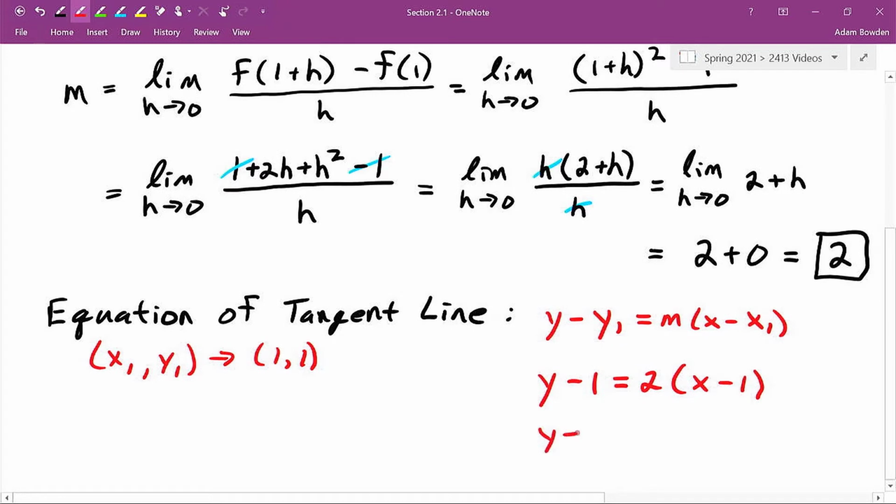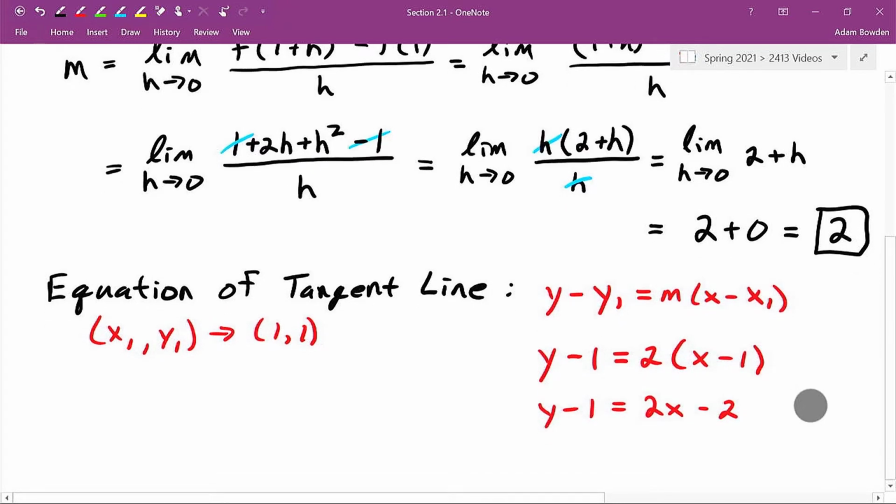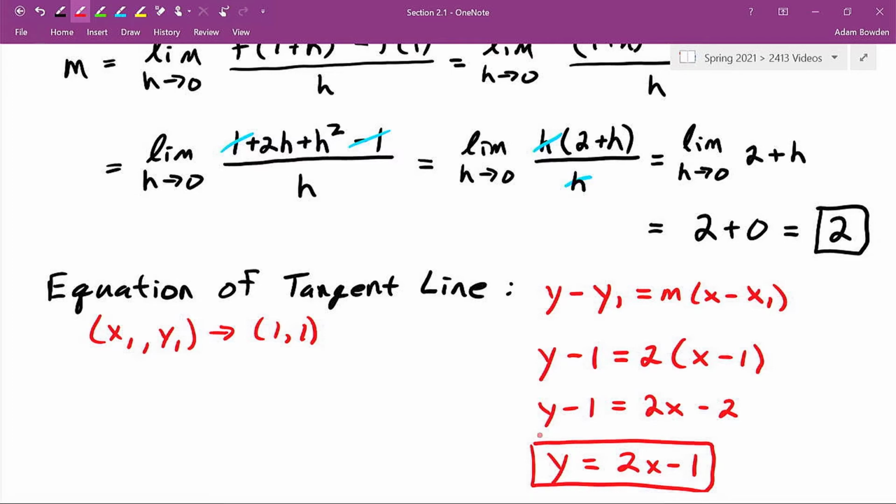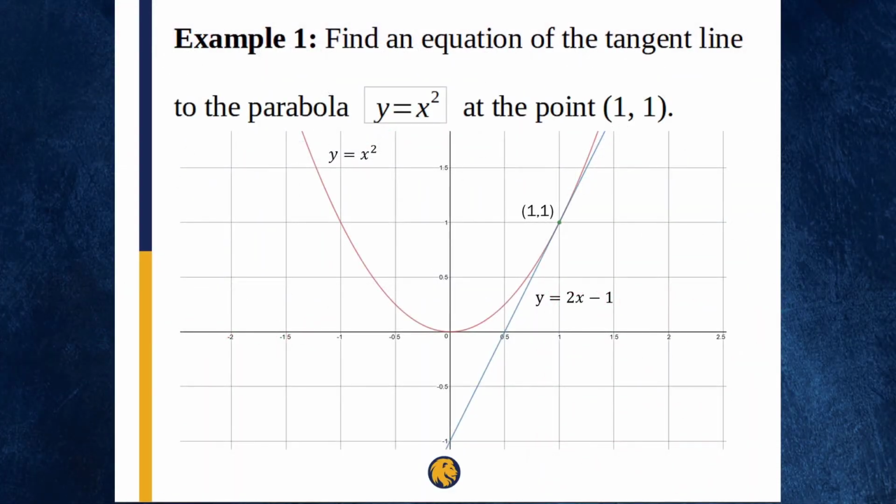And if we solve this for y, we would get the equation y equals 2x minus 1. So that'll be the equation of the tangent line to the curve of y equals x squared at the coordinate (1, 1). Here's a graph so you can visualize the curve of the parabola along with a tangent line shown here intersecting at the coordinate (1, 1).